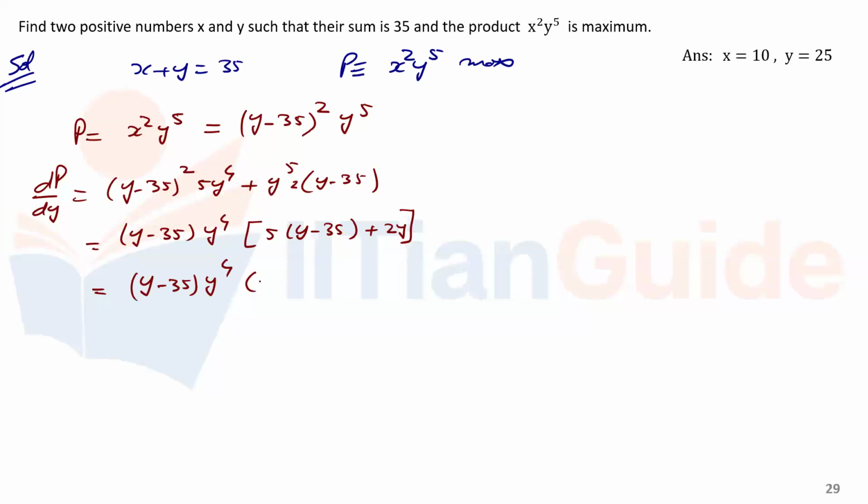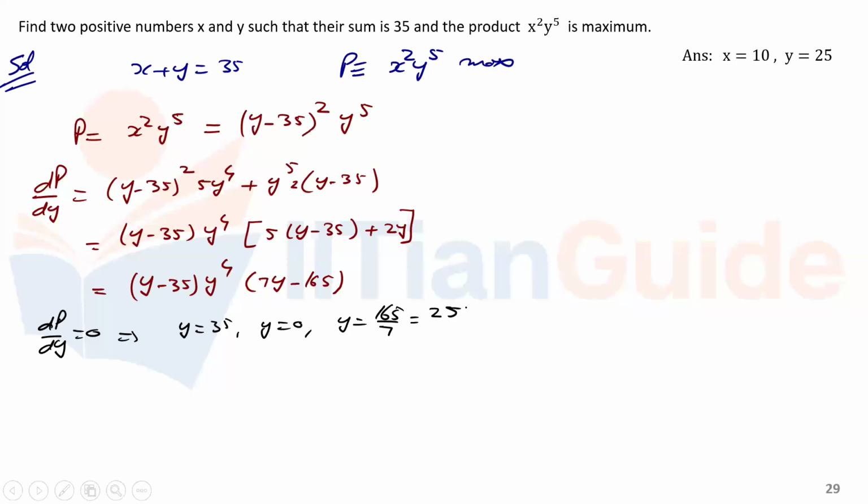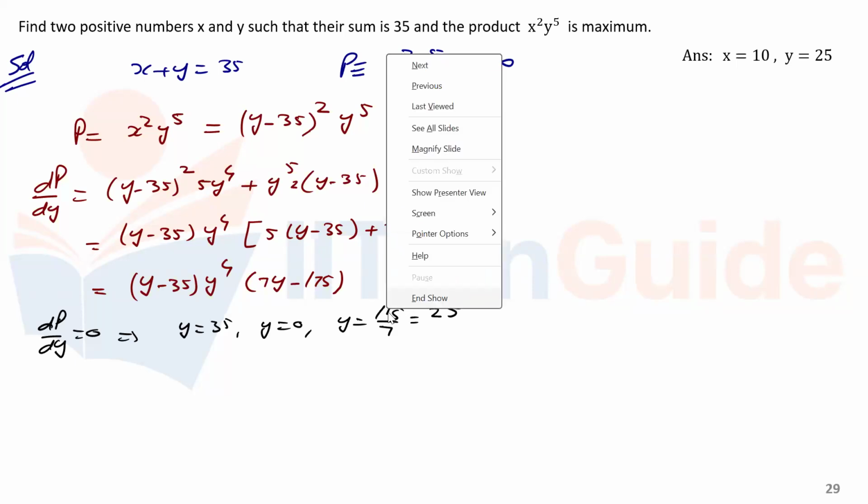Here I am getting 7y minus 5 into 35, that is 175. I had written 165, but 5 into 35 is 175. No problem. If I make dP by dy to be 0, I am getting the result that y is 35, y is 0, and y is 175 by 7.